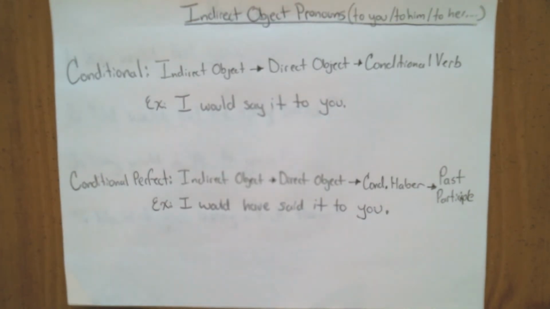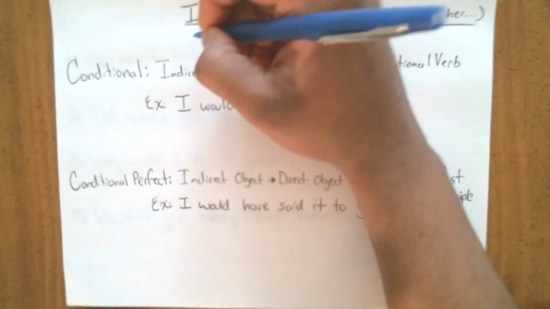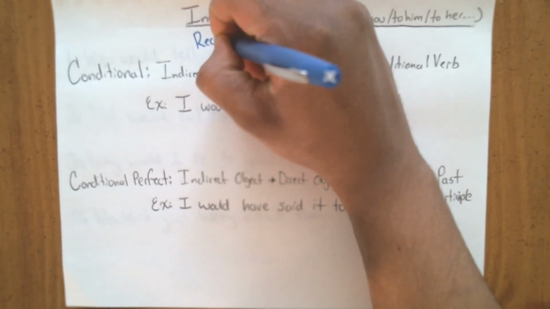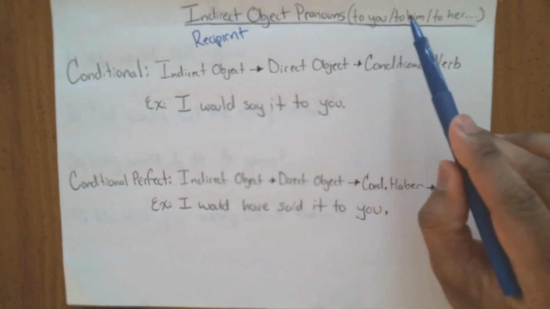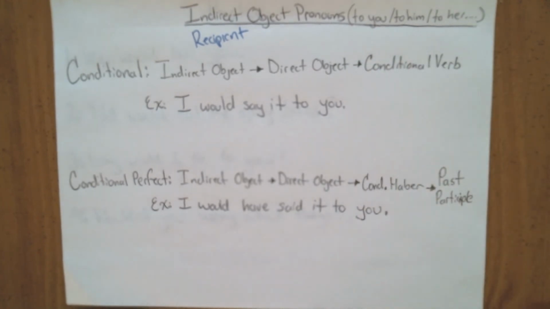Or one third example. If I were to say, "Goku threw the spirit bomb at Majin Buu," the spirit bomb is the thing that's being thrown or acted on, so that's the direct object. But who is the recipient of the spirit bomb? It would be Majin Buu. And so Majin Buu is the indirect object. So your indirect object is just your recipient in the sentence. And that is why your indirect object pronouns are to you, to him, to her, so on and so forth.